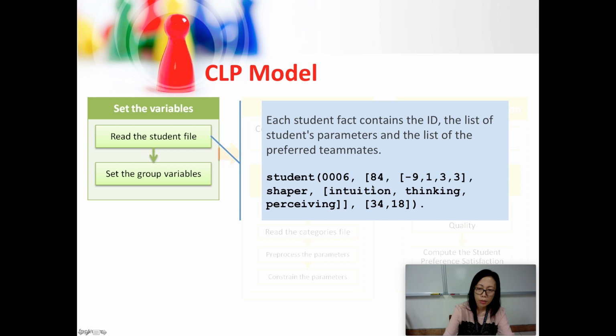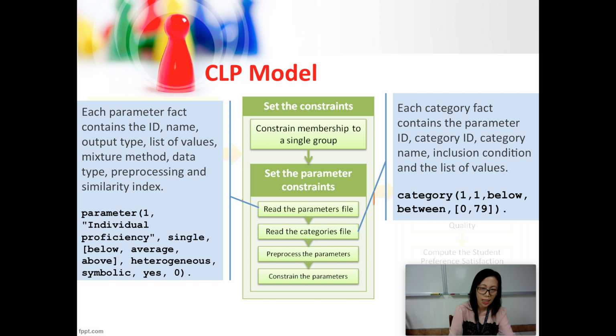The list of student parameters, however, includes 84 here, which refers to the individual proficiency. This list here are the scores in the Felder-Silverman questionnaire for the MBTI learning style. Shaper here refers to the team role, and this list of values would refer to the personality traits of the student. After reading the student file, the group variables are then set using the student facts from the student file. Next, constraints are set.